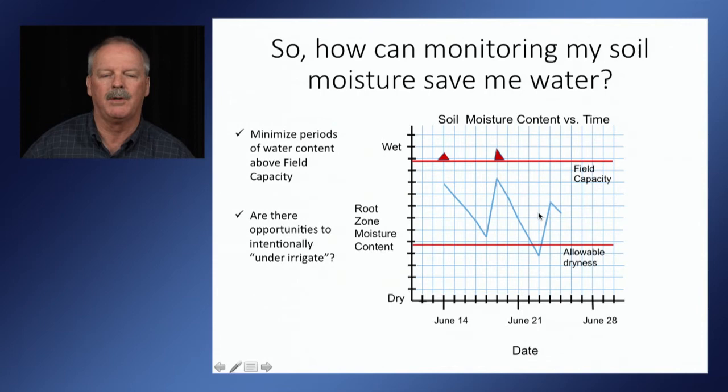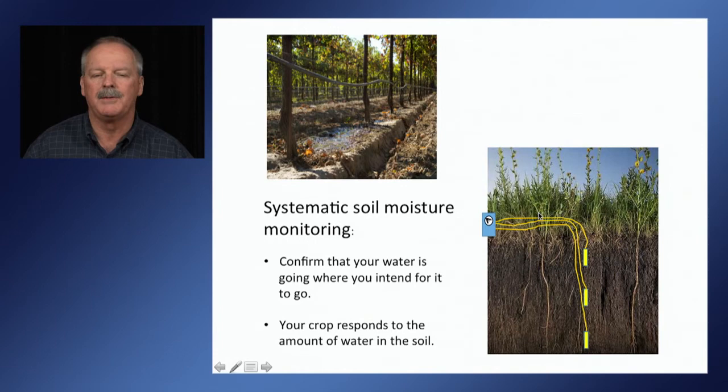So in closing, systematic soil moisture monitoring is a couple of key things. First, you're able to confirm that the water that you applied goes where you intended it to go. Without soil moisture monitoring, by some means, you're not sure. Based on good past experience, you've probably had good success based on the measurement of yields and how production has worked, but you're not quite sure how much has gone below the root zone in prior seasons.